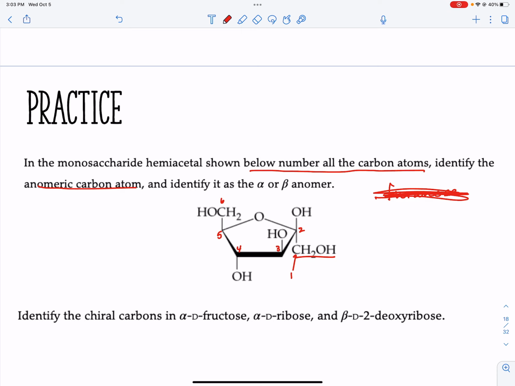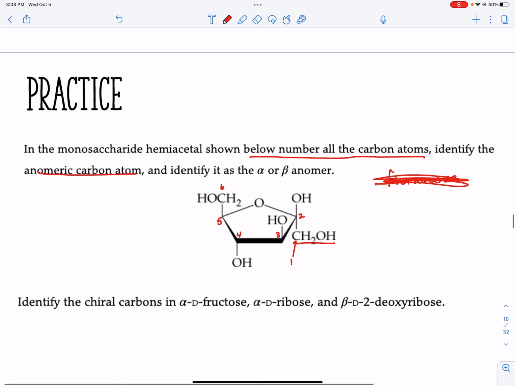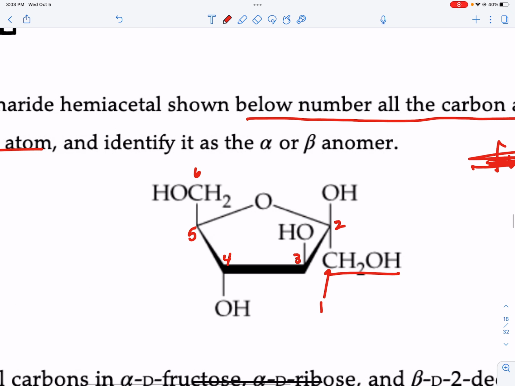Identify the anomeric carbon atom. So the anomeric carbon is the carbon that is bonded to 2 oxygens. There's only 1 carbon in this whole structure that is directly bonded to 2 oxygens, and that is this carbon right here. So this is our anomeric carbon.